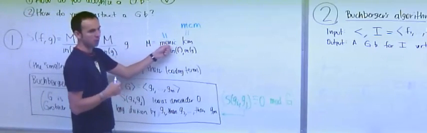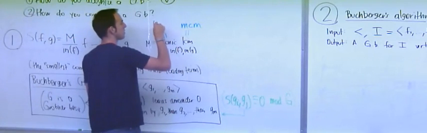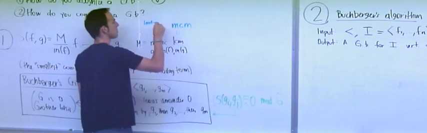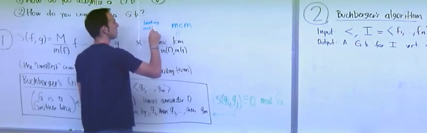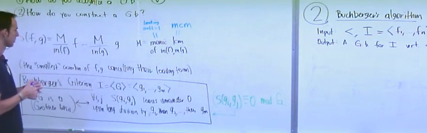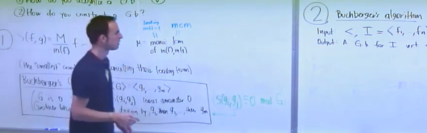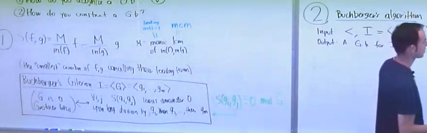Monic: a polynomial is monic if its leading coefficient is 1. Okay. I think that's all for now.